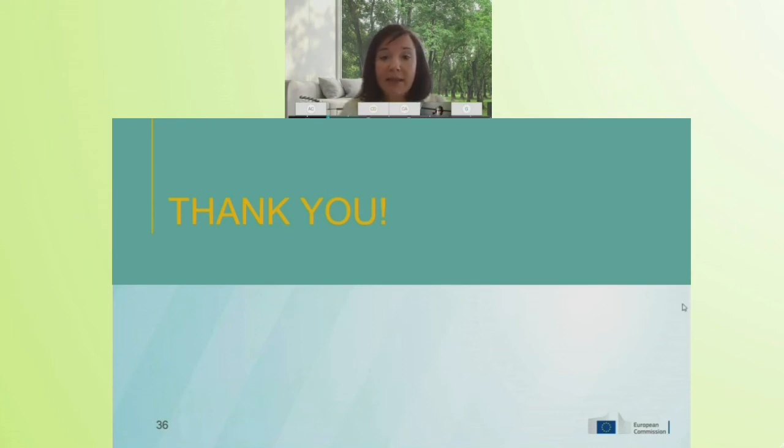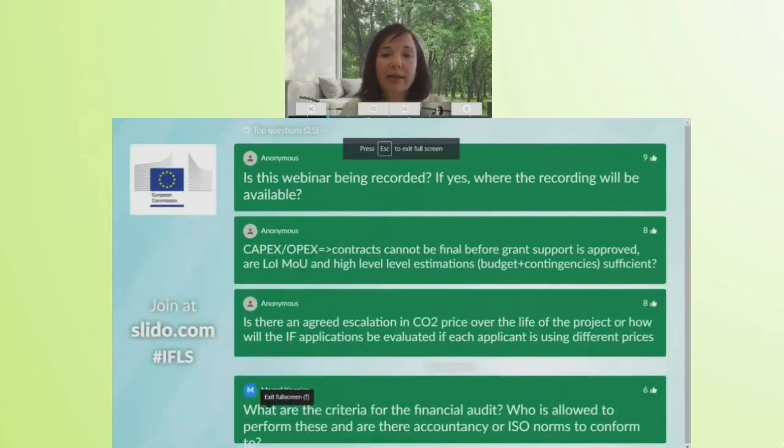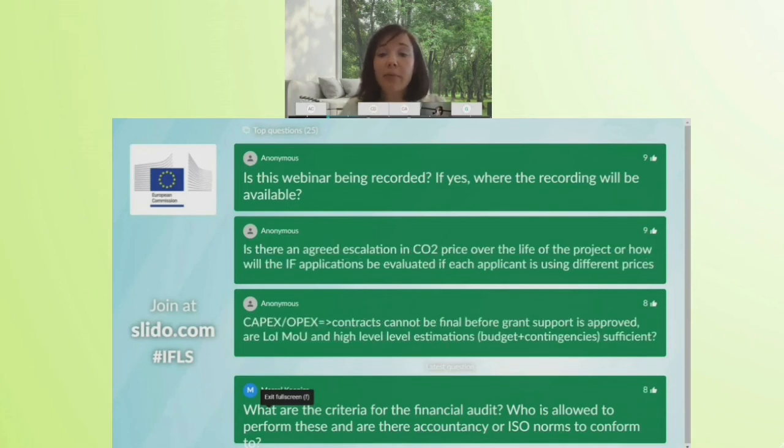So if I start with the first group of questions, I would maybe group it around various uncertainties that you flag. So what happens if funding is cancelled before the financial close? And also there is a question which has attracted a lot of likes, stating that contracts cannot be final before grant support is approved. And will letters of intent and memoranda of understanding and high-level estimations be sufficient for the application?